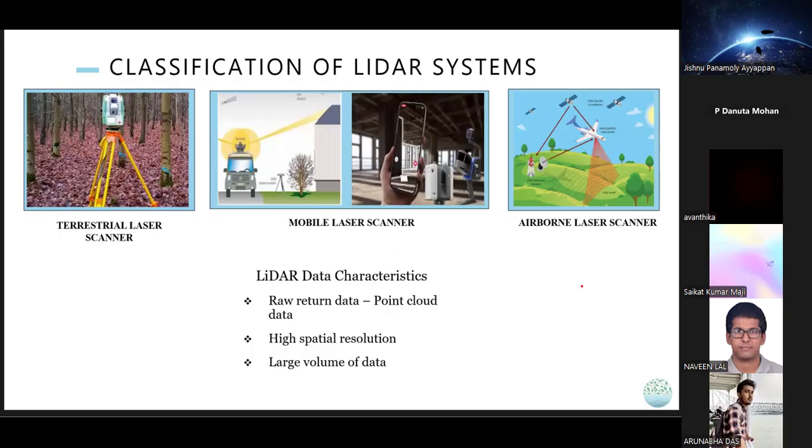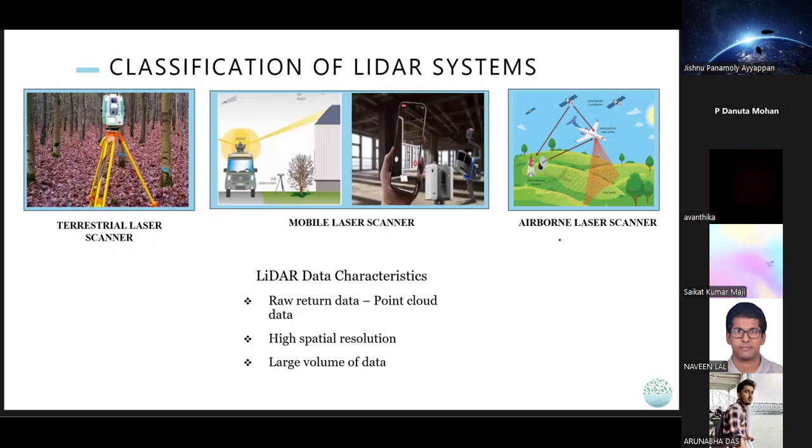Then comes the airborne laser scanner. The airborne laser scanner is basically mounted upon aircraft, drones or helicopters. The advantage of the airborne laser scanner over terrestrial and mobile scanners is that it can scan large areas and emit laser pulses towards the ground while it is flying. The returned signals are used to generate very high resolution digital surface models, and you can also generate digital terrain models, covering very wide areas.